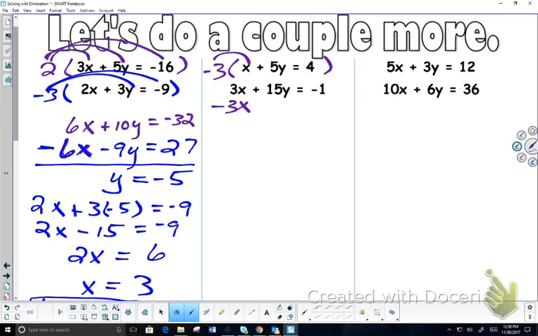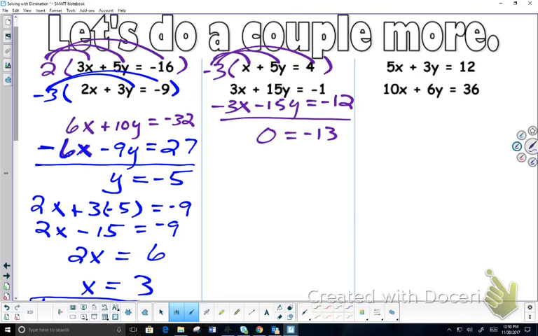-3x. Will my x's eliminate? Yes. There you go. -3 times 5y, negative 15. And then I got -3 times 4. Okie doke. My x is eliminated. How many y's do I have? Zero. How many constants do I have? Combine -1 and -12, what do we get? -13. Does 0 equal -13?